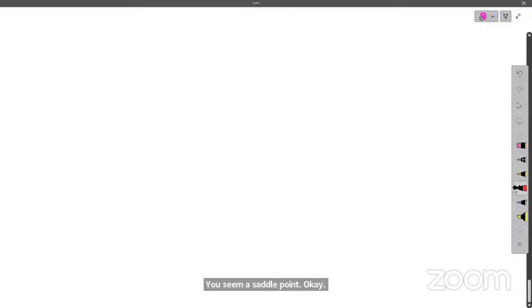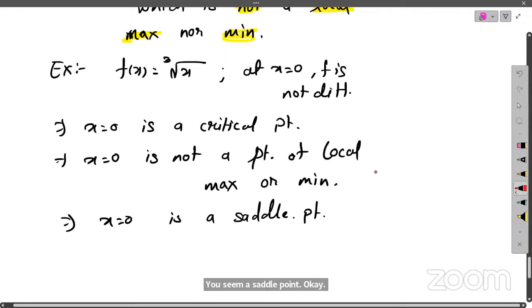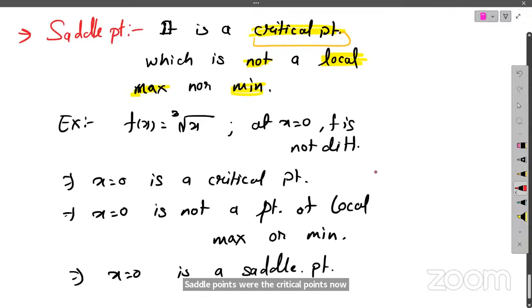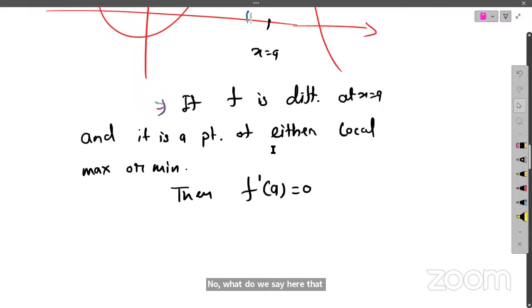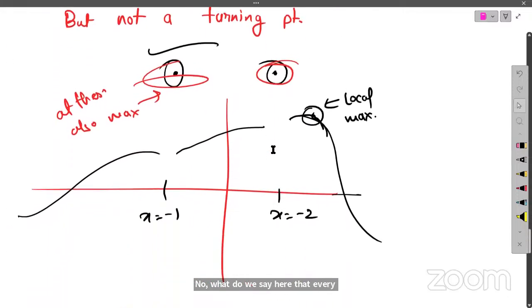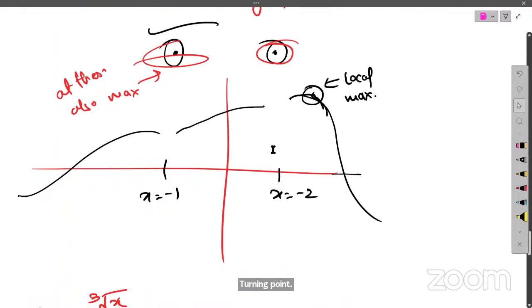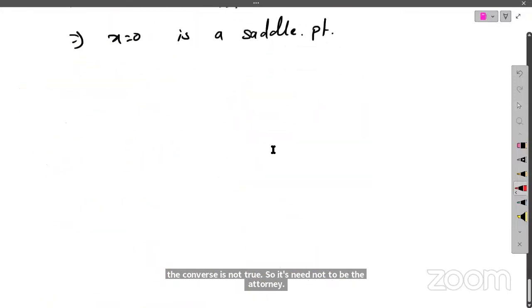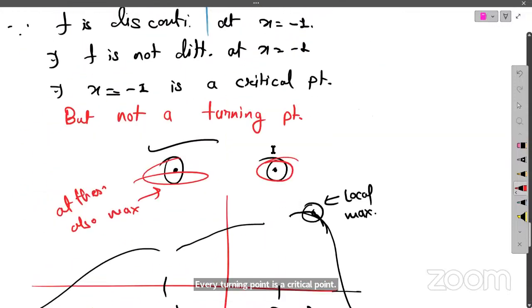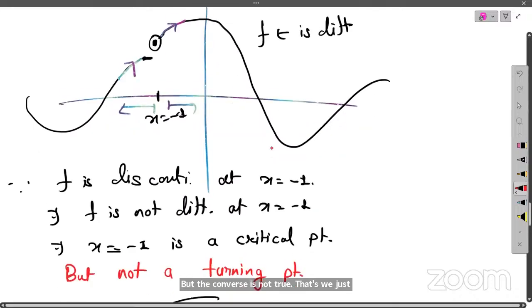Wait, saddle points were the critical points, right? So they should be turning points. What do we say here? Every turning point is a critical point, right? So the converse is not true. It need not be a turning point. Every turning point is a critical point, but the converse is not true. That's what we just observed by this particular example.